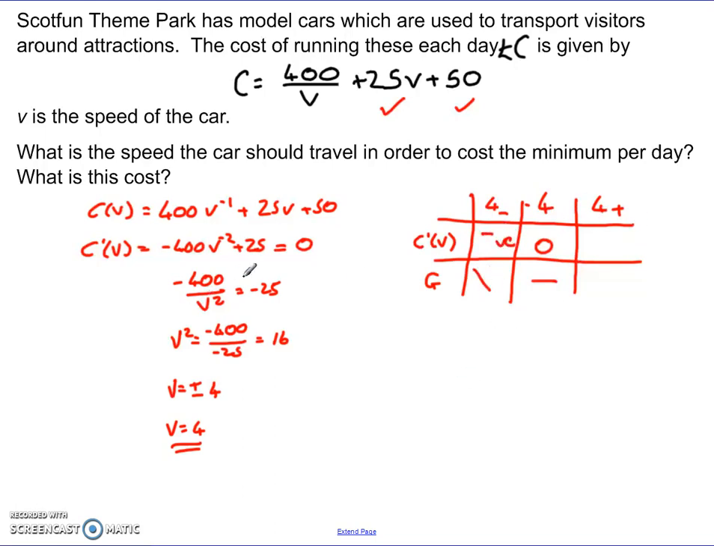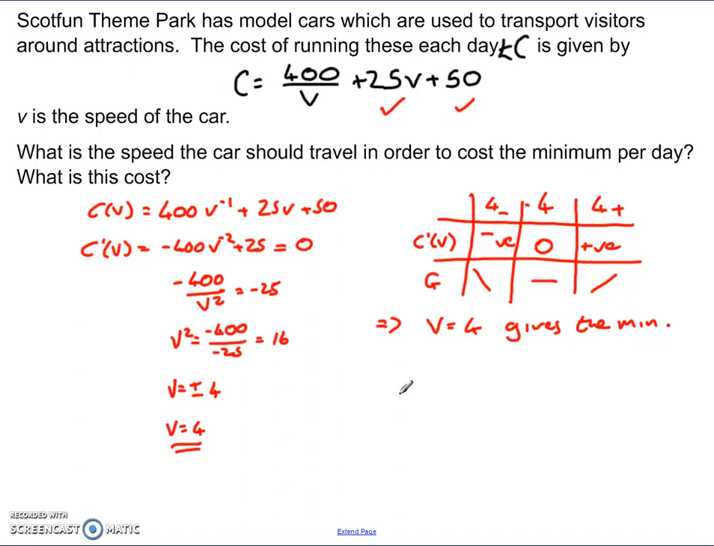If I look at 4 from above, let's say 5, I've then got negative 400 over 5 squared, so negative 400 over 25, which we know is negative 16. Negative 16 plus 25 gives me a positive value. So anything above it, I'm going to get a positive value. So my graph looks like that. So I can then say that V equals 4 gives the minimum. I know that that's going to give my minimum per day for the cost.